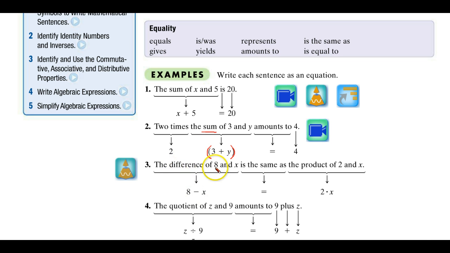Now the difference of 8 and x. 8 minus x. That would be the difference. And in a way this is a sum as well, although it's subtraction. Is the same as the product of 2 and x. Now when they say product, that implies multiplication. So we can write it 2 multiplied, that dot up in the center, x, or just plain 2x.